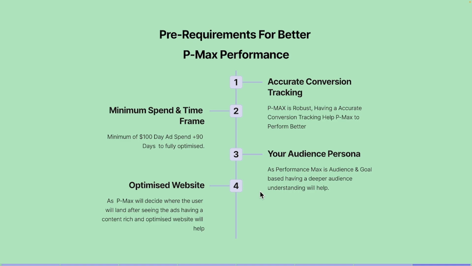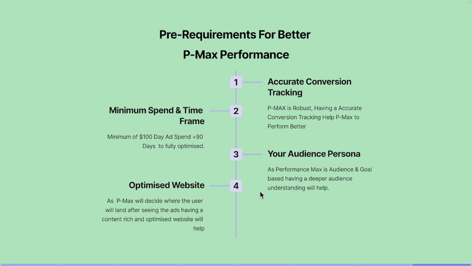And the fourth thing is to optimize your website. As we said, when we set up the ad, we will show you that it doesn't ask us for a destination. Google will decide which page of the website is appropriate for the user who is going through your Performance Max ad. So having an optimized website with a lot of high quality content will help Performance Max better. Make sure your website is optimized and has relevant content according to the pages.